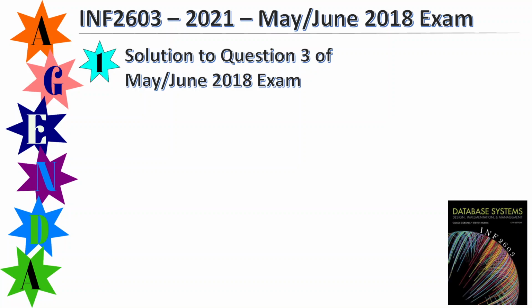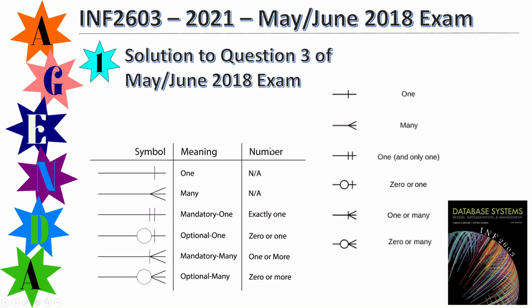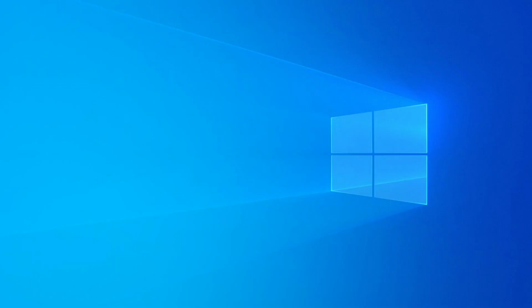Before I start, I thought I'd better show you some symbols that we're going to use. These are for crowfoot. You can see that this symbol means one, and this means many, and it doesn't have any number value. This one means mandatory one, which means exactly one. This one is an optional one, which is zero or one, and then there's mandatory many, which is one or more, and this is optional many, zero or more. That's what I'm going to cover in today's example.